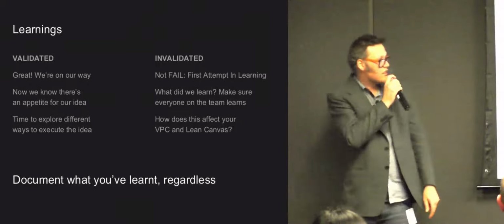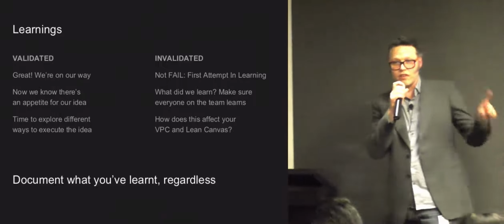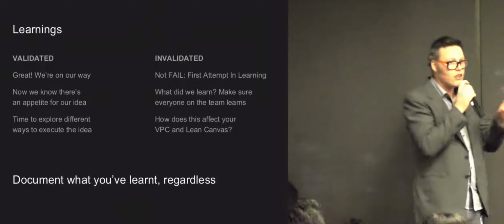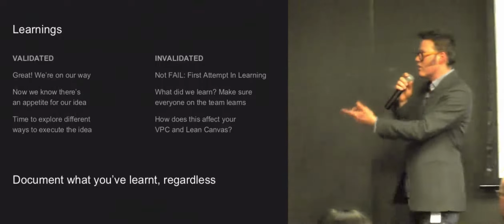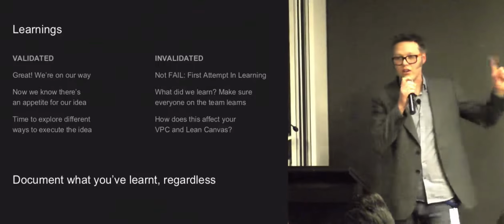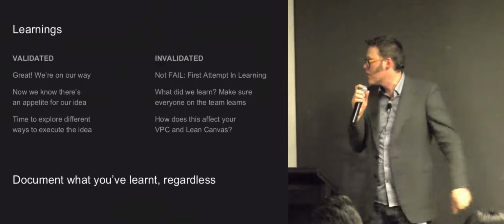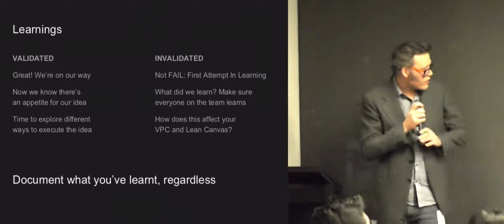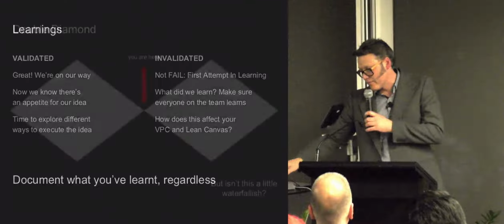And how does this affect your value proposition canvas and your lean canvas? You actually need to go back and iterate on those. These are live, living documents that you need to update at every cycle. So what we try and do is work to a weekly or two-weekly cycle where we're constantly learning and we're constantly updating our value proposition canvas and our lean canvas. And the whole team's aware of the stuff that we've been learning.